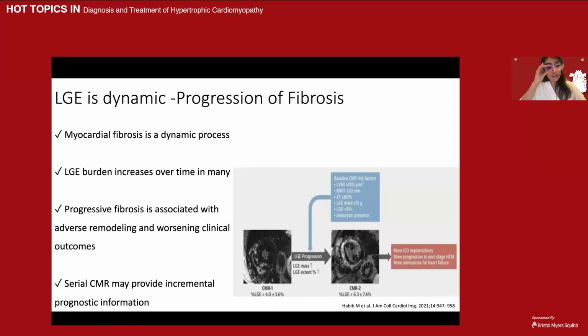Now, historically, we viewed LGE as a static marker of replacement fibrosis, or a snapshot, but more recent studies suggest that fibrosis continues to evolve in many patients with hypertrophic cardiomyopathy. And this study by Habib and colleagues, published in 2021, demonstrated that LGE burden frequently increases over time, and that progressive fibrosis is associated with adverse remodeling, worsening ventricular function, and poorer clinical outcomes. So this raises an important question. Perhaps the question is no longer simply how much scar is present, but we should also be asking, is this scar progressing over time?